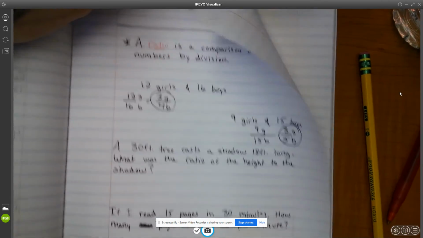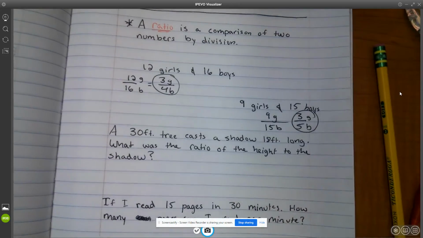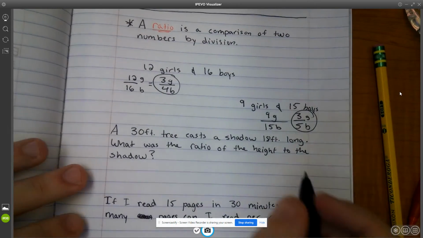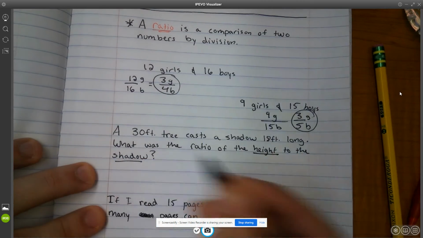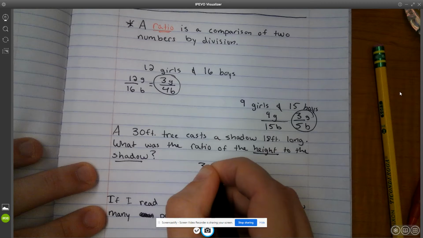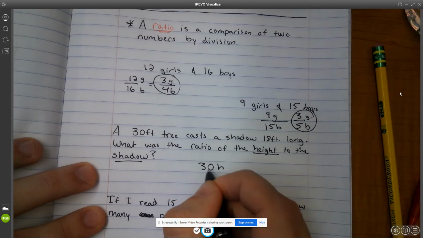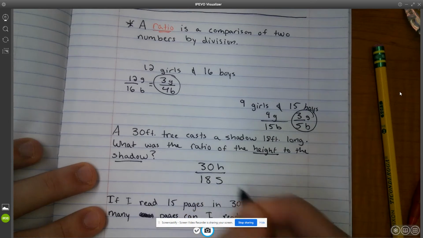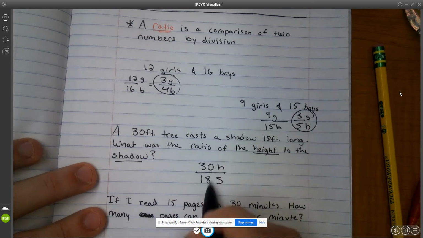Another comparison here. A 30-foot tree casts a shadow that is 18 feet long. What was the ratio of the height to the shadow? So we're going to put the height on top, so it's 30 feet. 30, I'm going to put H for height because they're both feet, and 18 S for the shadow. And we want to write that in a ratio.